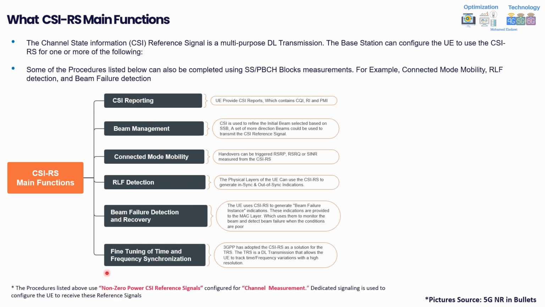And actually, as mentioned below here, the procedure listed above for non-zero power uses non-zero power CSI reference signals, which is configured for something called channel measurement. I will be covering this part in detail, just to show what the differences are between channel measurement and interference measurement and so on. And this CSI-RS in general is assigned to the UE through dedicated signaling, to configure the UE with the reference signal and so on. Also, this will be covered in more detail in the coming slides.